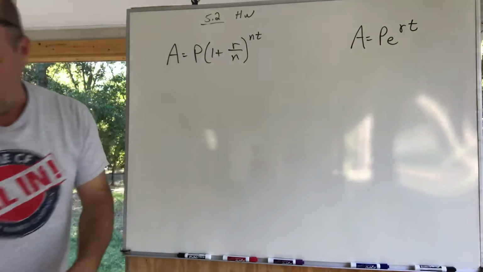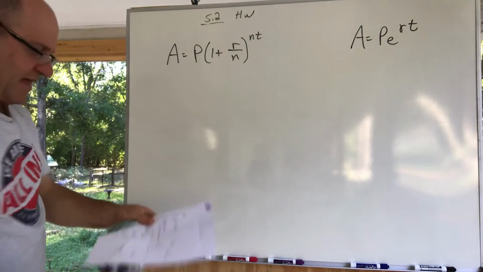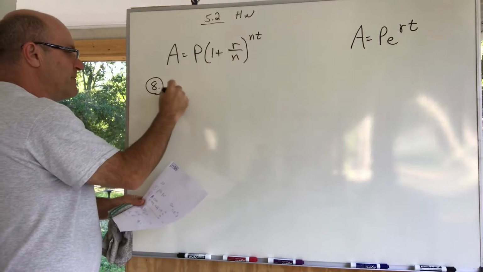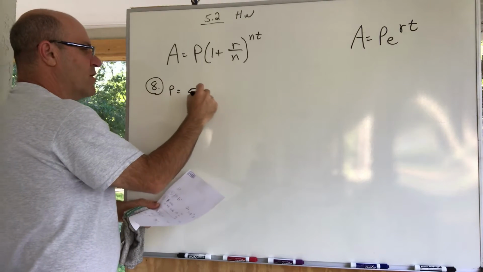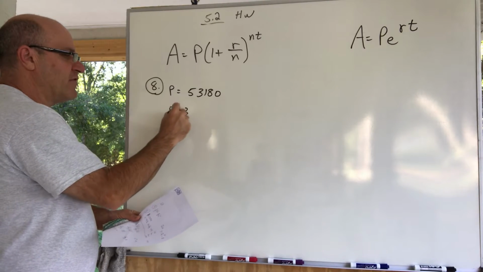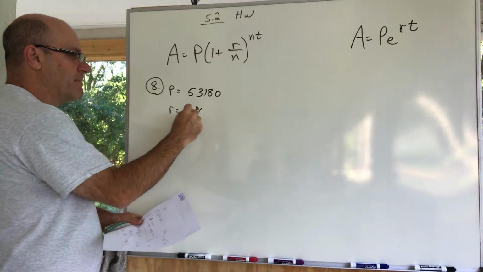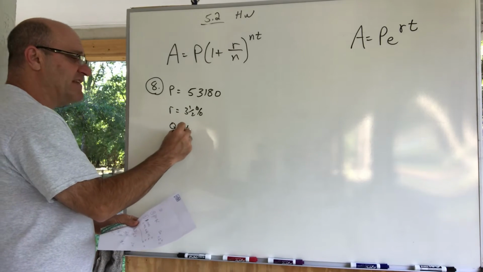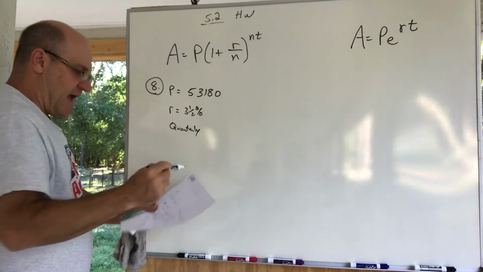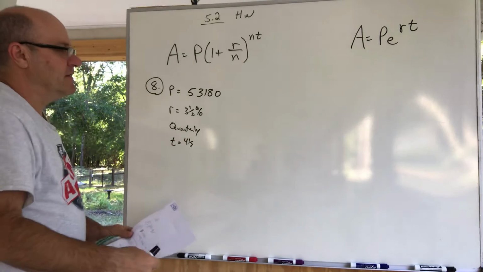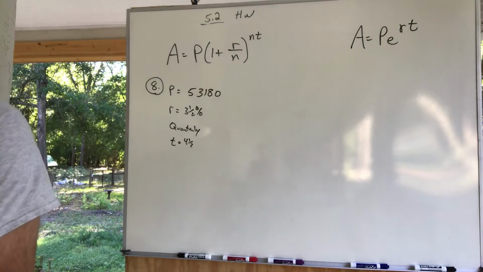And I've just found this problem in the homework. This is problem number 8. In the homework, they gave me a P, $53,180. That's kind of weird. They gave me an interest rate, 3.5%. They say you're compounding the interest quarterly, and they say you're going to do this for 4.5 years. The time is 4.5 years.